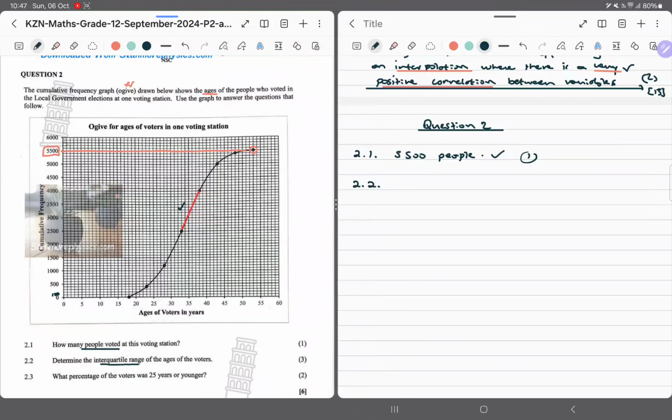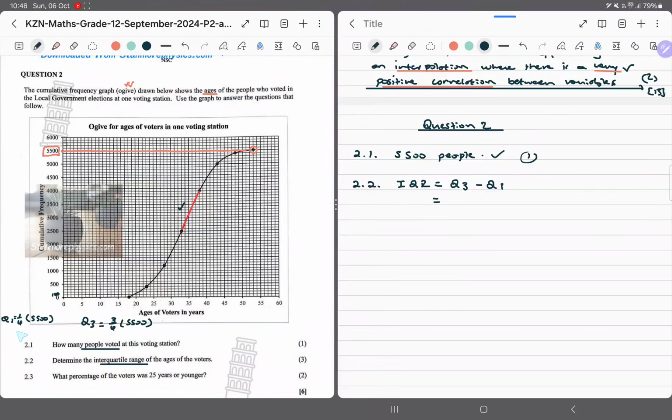2.2 says determine the interquartile range. Now the interquartile range means we need the first quarter of the total, right? And that would give us Q1. Okay, and then Q3 is going to be 3/4 of the total. Can you see? And that would give us what we need. So obviously we know that our IQR is going to be Q3 minus Q1.